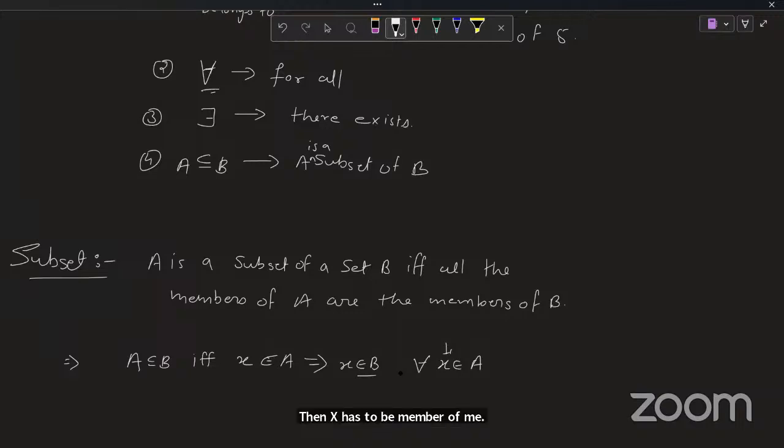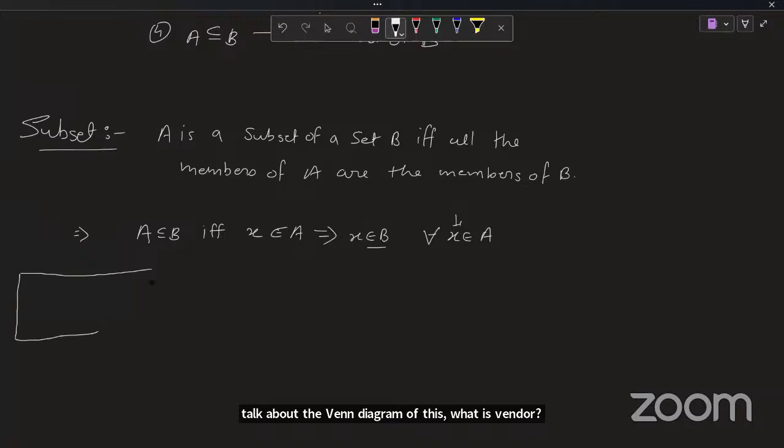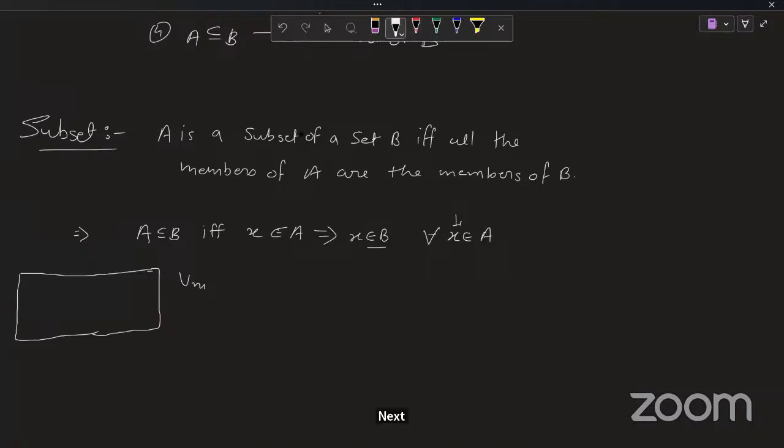And if we talk about the Venn diagram of this, what is a Venn diagram? Basically, we will use our Venn diagram by this square box. This square box is basically my universal set. Universal set means there is a big set. You can say big set. There is no such definition of universal set because universal set can be different for each and every person. So this is my universal set.